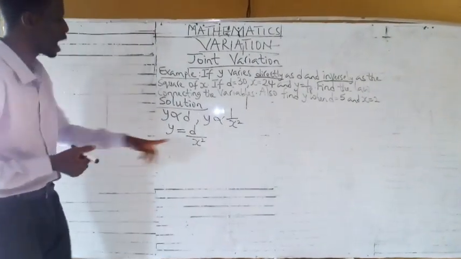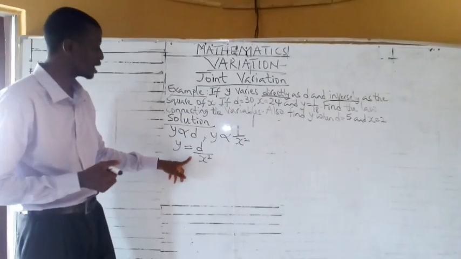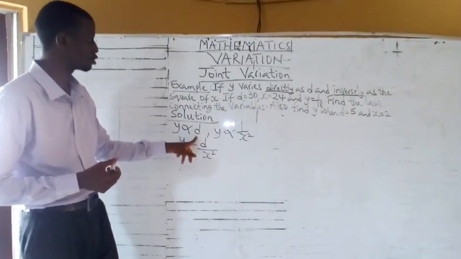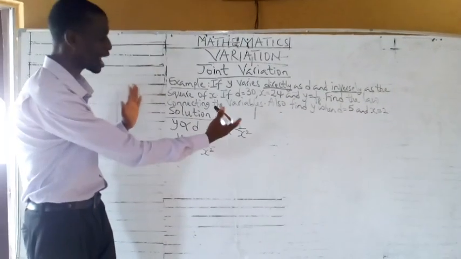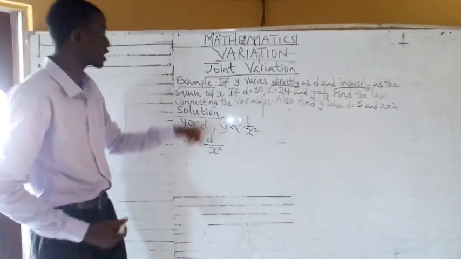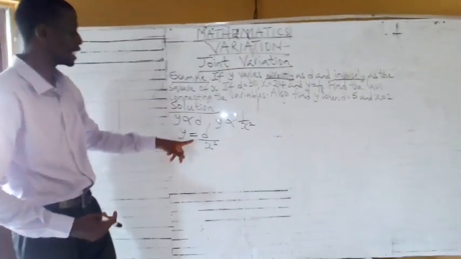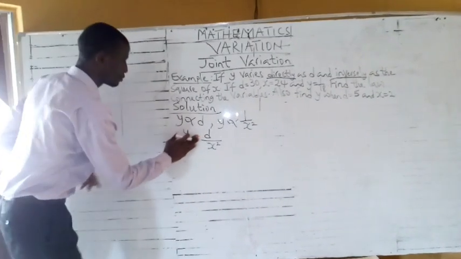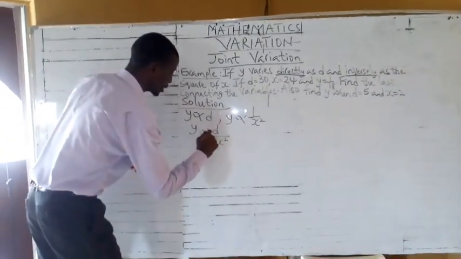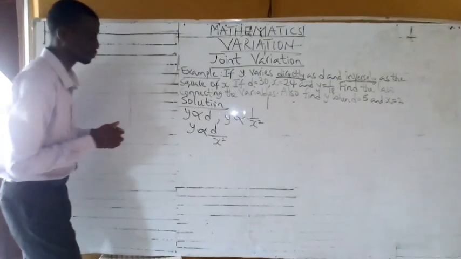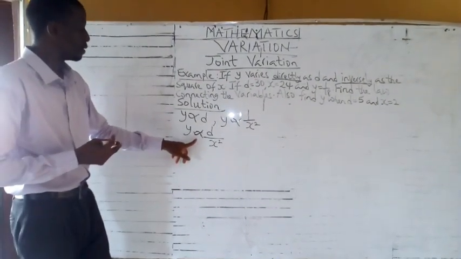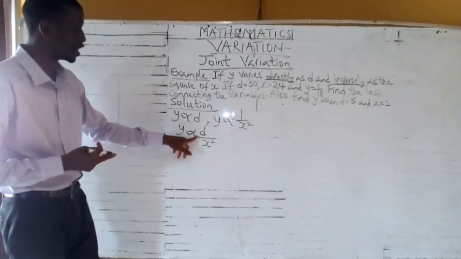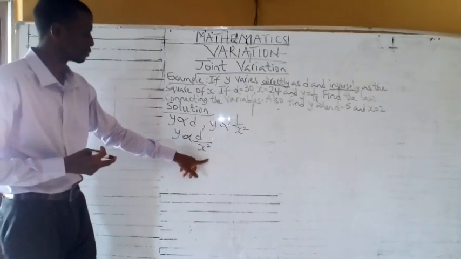We have been able to successfully join these two variables. They were separate entities, but under joint variation, this is how to combine it. Y, the sign of proportionality, d over x squared.